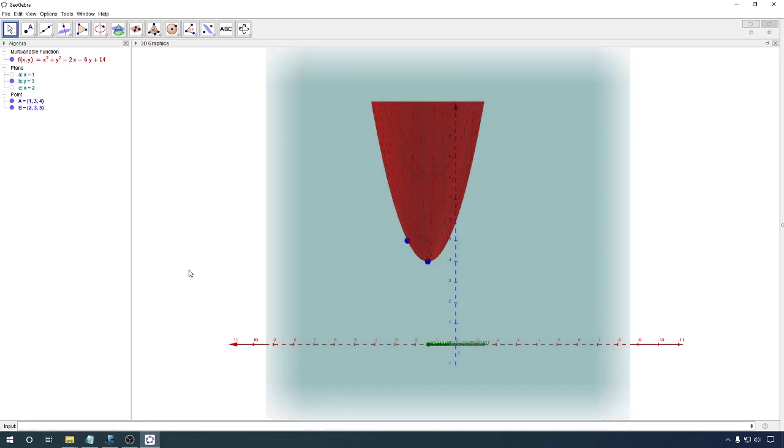And so that's kind of the key feature here, is if something is going to be the local minimum of a surface, it's going to have to be a local minimum no matter what cross section we take. In fact, it's going to have to be a local minimum for even cross sections that are not parallel to our axes.